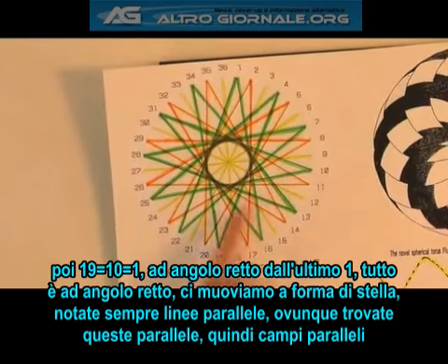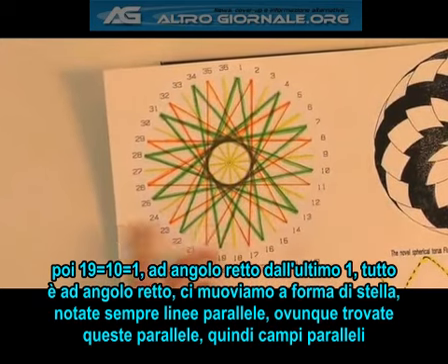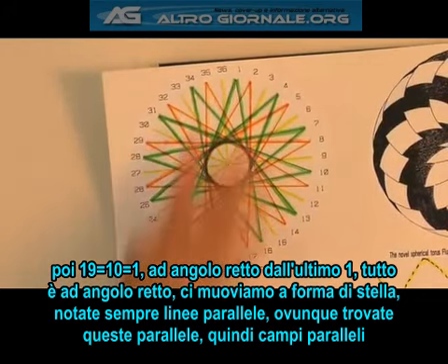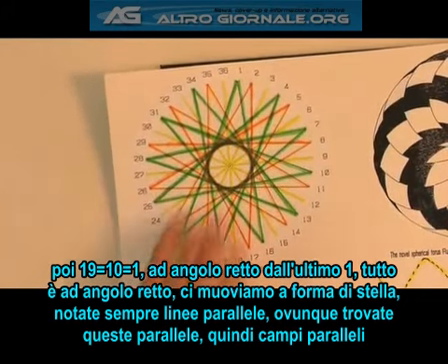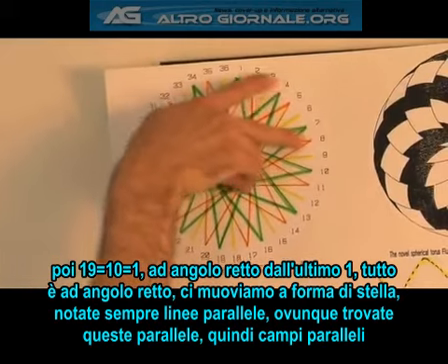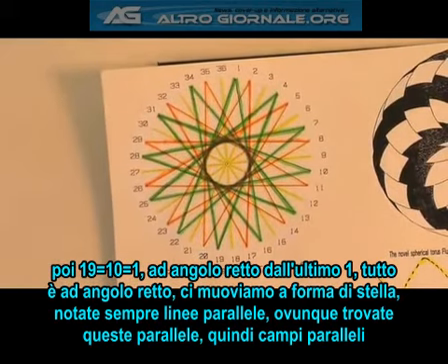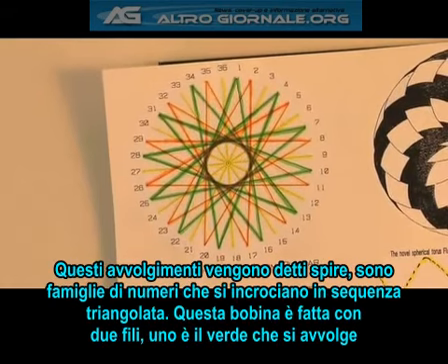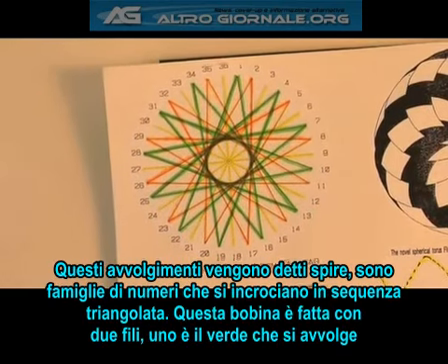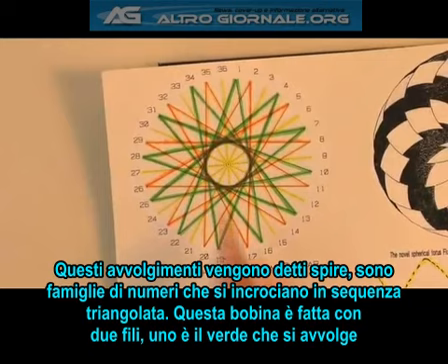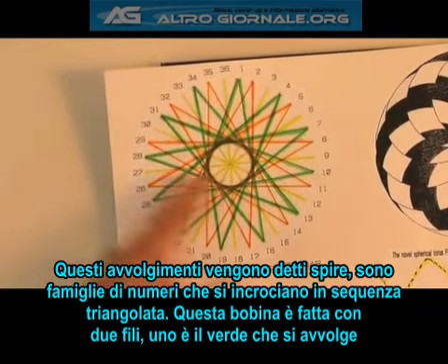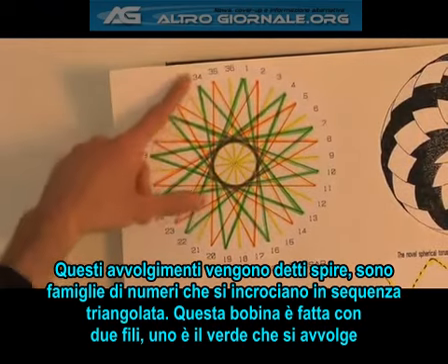Again, at a right angle to that last one. Everything's always at a right angle, so it's moving in a star shape. Notice you have parallel lines. Any way you go, you can make any of these parallel lines. So there are these parallel fields going on. And this winding in the star shape is referred to as spires. There are the family number groups crossing over each other in a triangulated sequence.